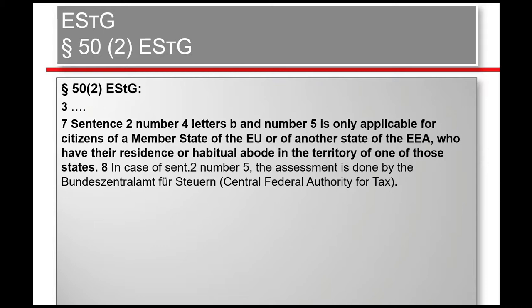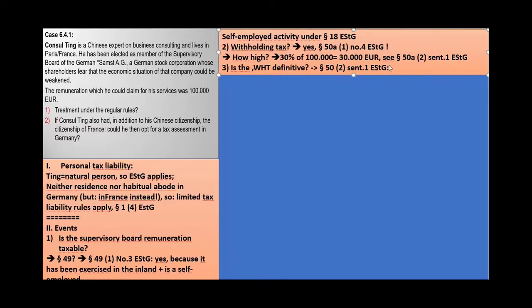So in our case, that will not be applicable because our taxpayer is resident in Paris, but nevertheless, our taxpayer is a Chinese taxpayer. So the citizenship of a member state of the EU is not given, and so that exception does not apply. That makes us happy, and so we can again take some notes. So first, yes, it is definitive.